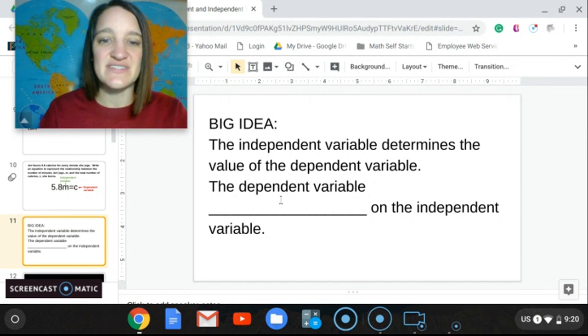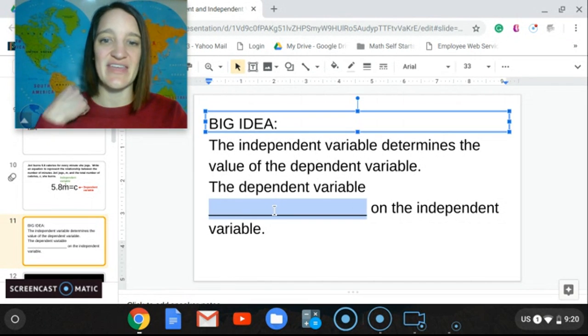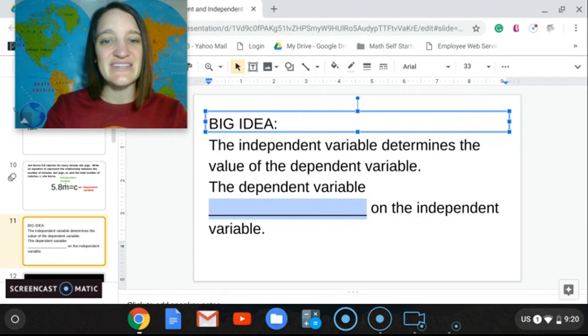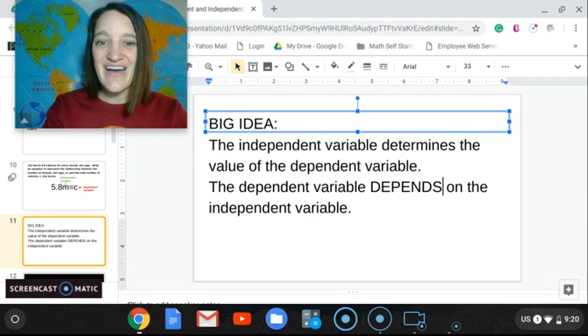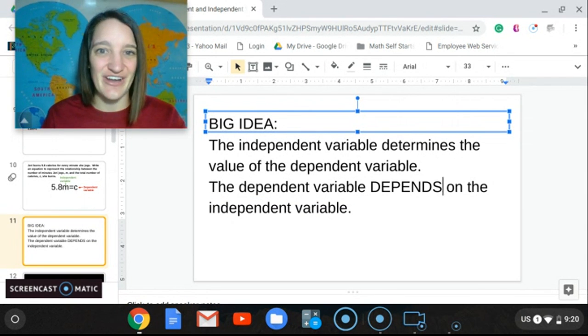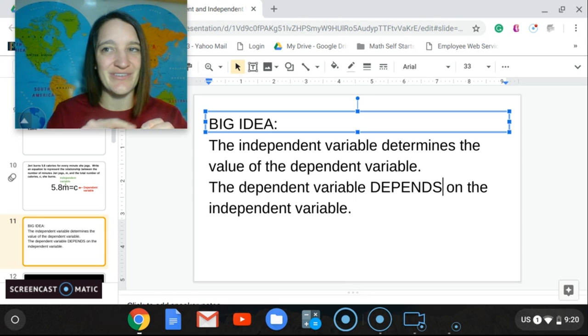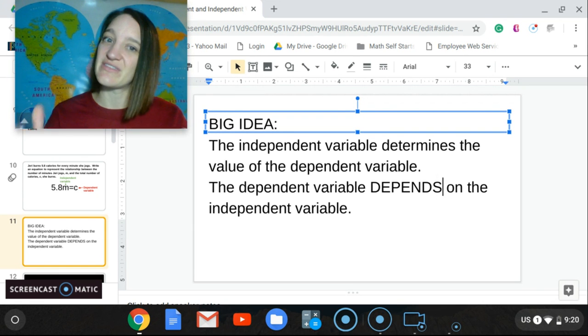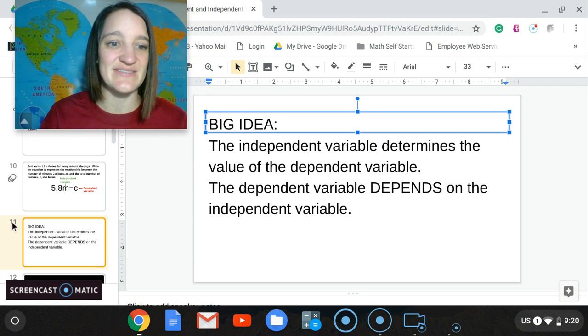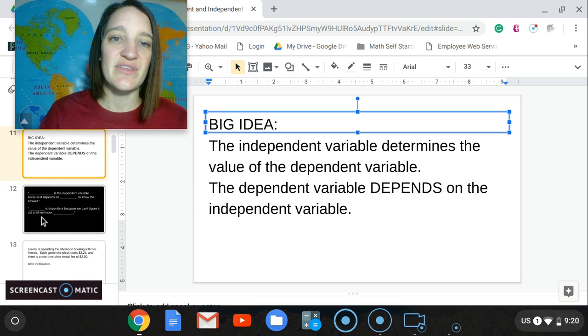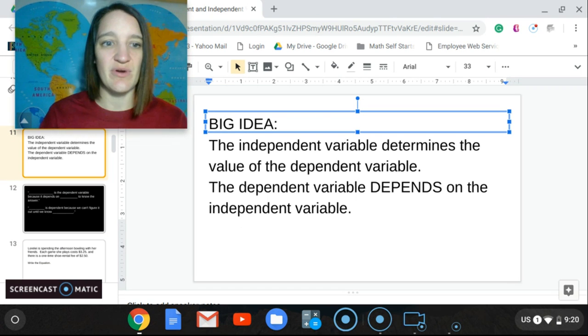So in your notes right here, I want you to write the dependent variable depends on the independent variable. Write that down. That is the most important thing. The dependent variable depends on what the independent variable is. Okay? So these are the two things I want you to talk about today.